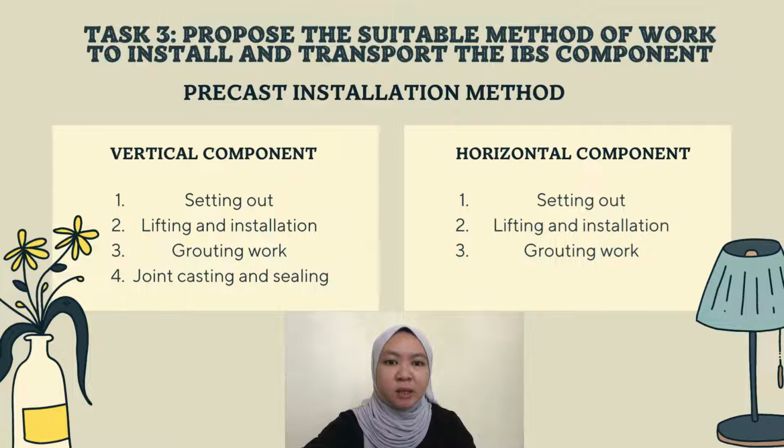Precast installation method. The first one is setting out. Setting out is to identify the correct position of the precast element to be placed. The reference line and offset line should be specified. The second one is lifting and installation. Lift and reach the panel to its designated location using wire rope while carefully inspecting the precast element hoisting condition. The panel must be adjusted to the correct position and secured with diagonal support.